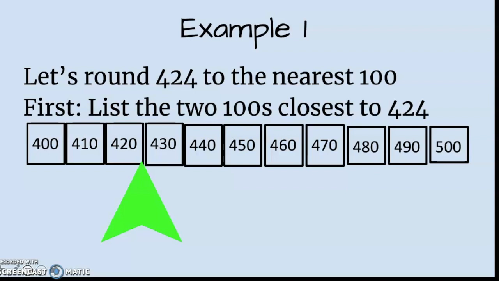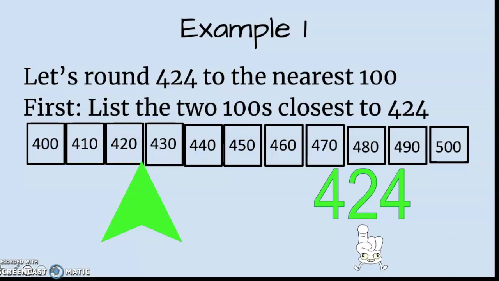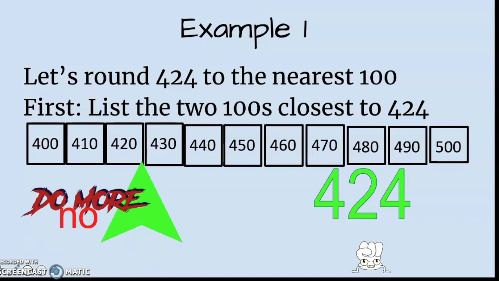So let's zoom in on 424. And first thing we want to do is identify our tens place. So that tens place would be our 2. So based on the rule, are we going to do no more or are we going to raise the score? If you say do no more, you are exactly correct. Because 2 is less than 5. So we do no more.